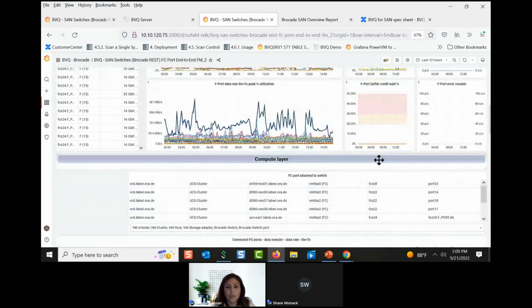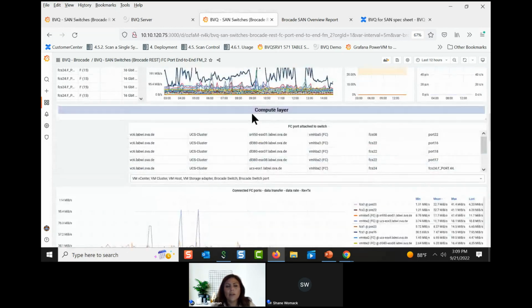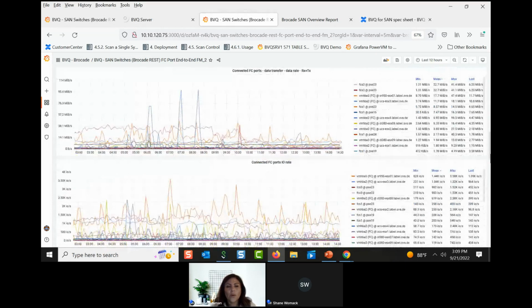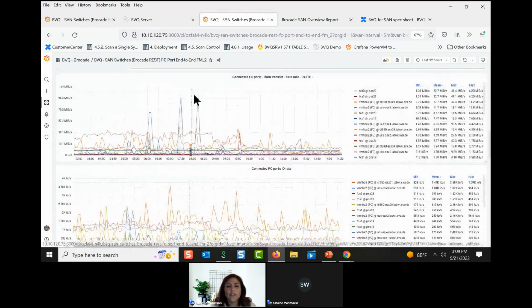So here I'm showing the compute layer now. And we've included here the VMware ESX hosts that are actually involved and connected to these switches that we're monitoring, as well as the fiber channel ports that are being used on the ESX VMs, and the ports that are being used or connected to. And below here are the performance graphs.